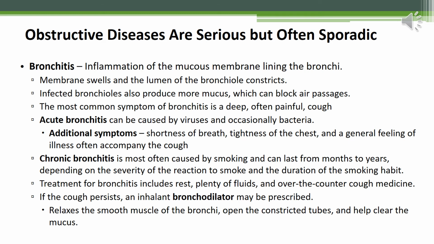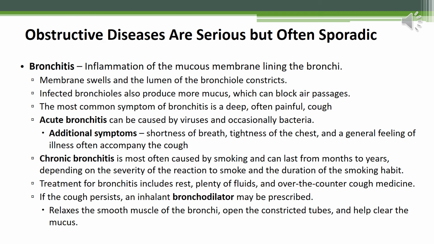Now we're going to talk about more serious respiratory conditions, and these are divided into 2 types of diseases, obstructive and restrictive. And obstructive diseases are serious but are often sporadic. So one type of obstructive disease is bronchitis, which is an inflammation of the mucous membrane lining the bronchi. The membrane here swells and the lumen, or the hollow tube part of the bronchiole, constricts. The infected bronchioles then produce more mucus, which can block air passages. The most common symptom of bronchitis is a deep and often painful cough.